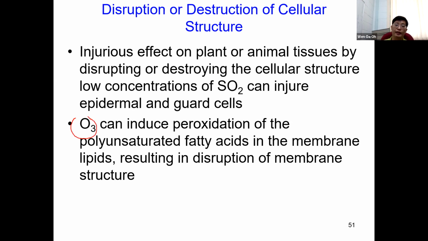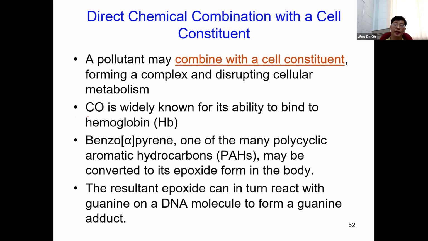The other one will be ozone. Ozone can induce peroxidation of the fats inside your liver, your body. So these are examples of toxic effects due to a toxicant being present in your body, and this is classed under the destruction of cellular structure. Then we have direct chemical combination. For this one, the pollutant combines with the cell constituent, and this combination forms certain toxicants or metabolites that are also toxic.